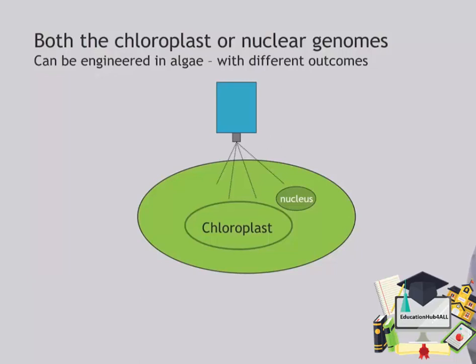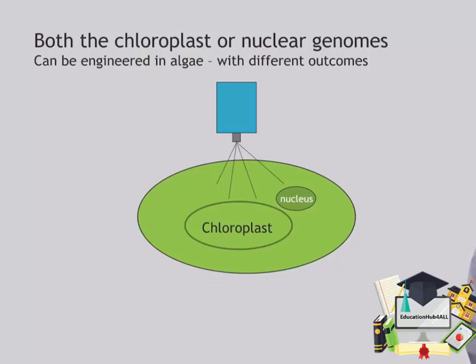So for algae, both the chloroplast and nuclear genomes can be engineered, but depending upon what gene you put in, you can have very different outcomes. There are a variety of different ways to introduce DNA into the cell, but primarily for chloroplast, we do this by particle gun bombardment. So what that means is that we actually take our transforming vector, we coat it onto small gold particles, and then we shoot those into the cell with high pressure from gas.